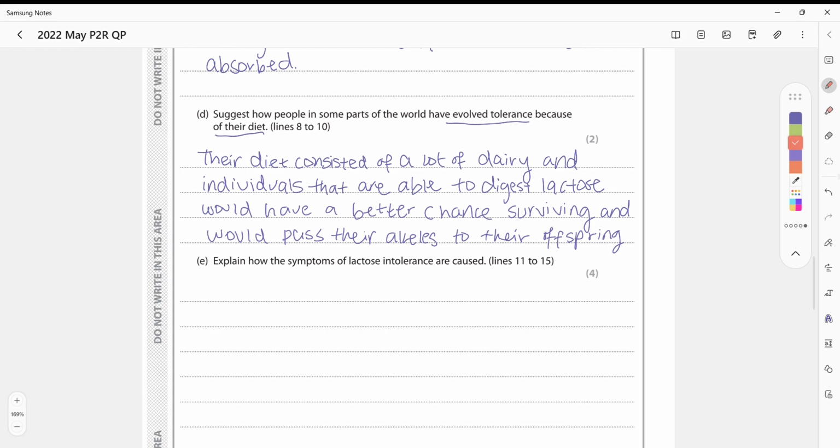always safe to just add this into your answer just because it's talking about natural selection. So the 2 points that are in the marking scheme are they would eat a lot more dairy, and then the ones that are able to digest the lactose would give them an advantage. So that would be the 2 marks.